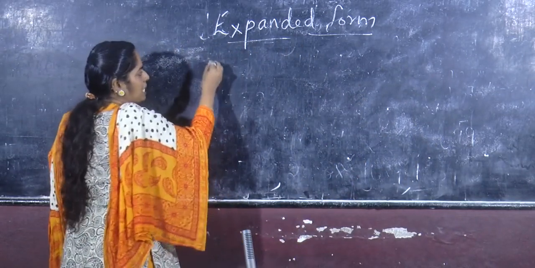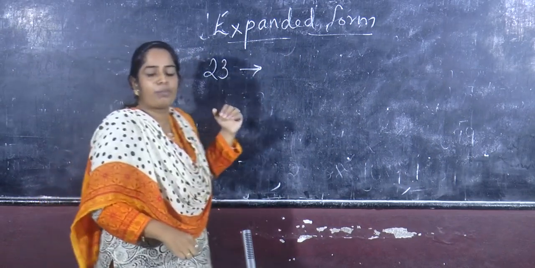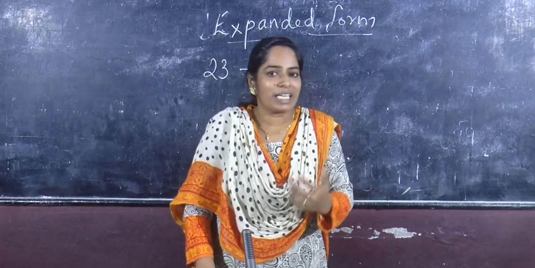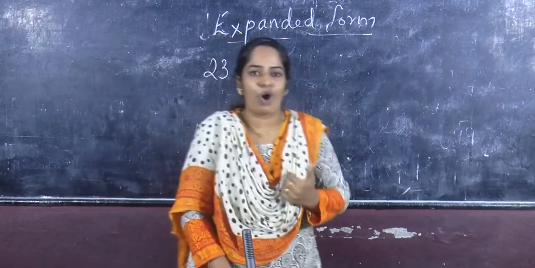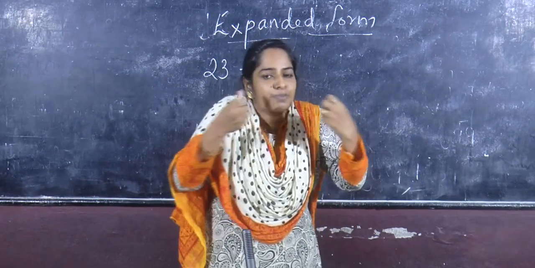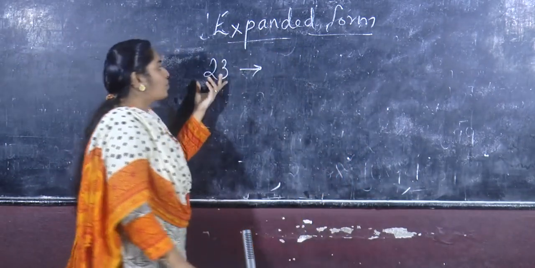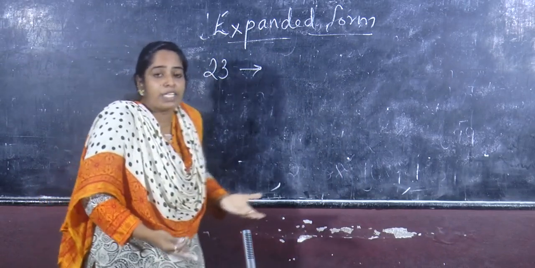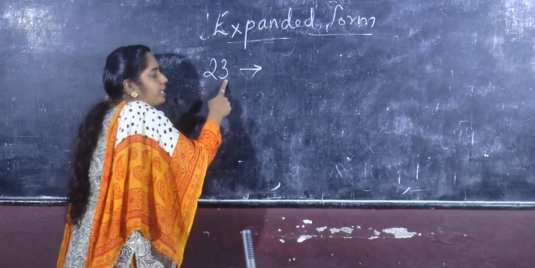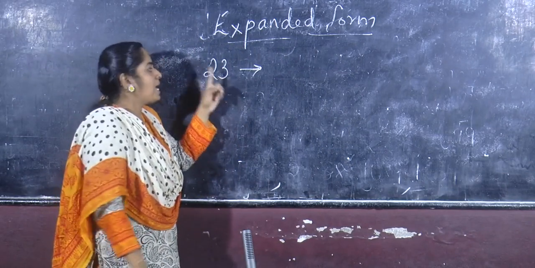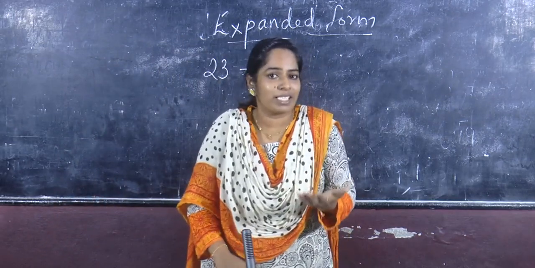If the number is like 230 or 23, what is the expanded form of 23? The lower classes we studied, isn't it, children? 23 means how do we write it in the expanded form? Expanding. We are expanding like a rubber band. So here 23, how will you write it in the expanded form? We all know 3 is in the 1's place and 2 is in the 10's place, isn't it?